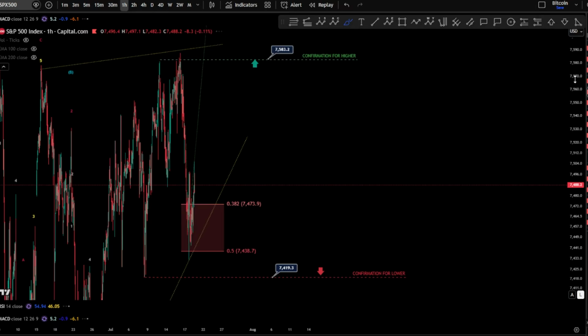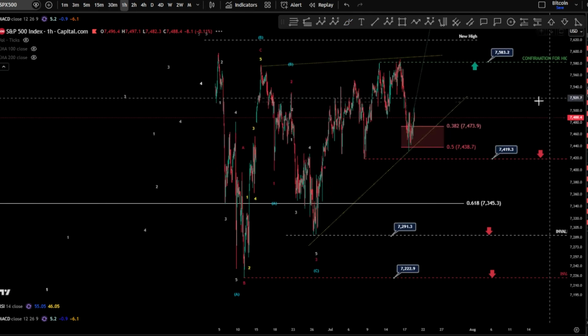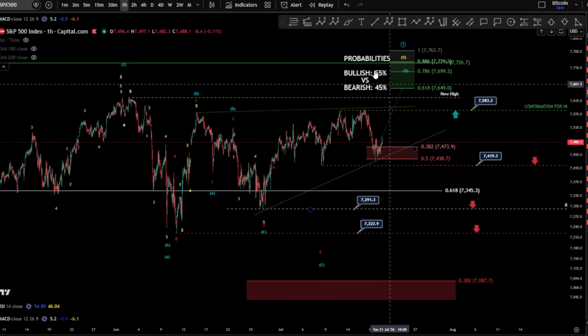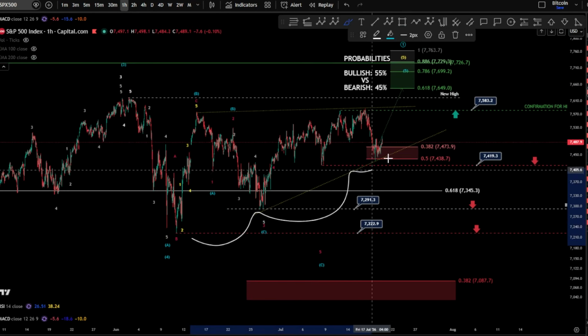Yep, so that was it for NASDAQ. For SPX, now SPX is a totally different story with the momentum building up and up and up here.